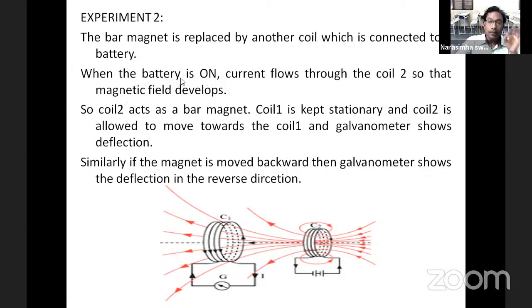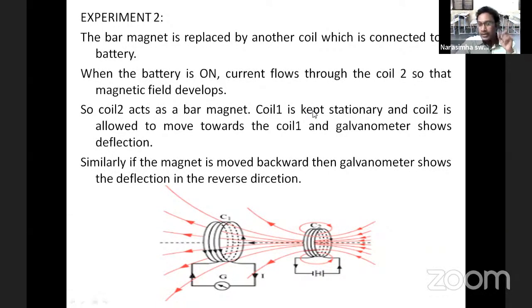Now look at this. When the battery is on, current flows through coil 2, so that a magnetic field develops. Right? Now coil 2 acts as a bar magnet. Everybody should know that whenever current is passing, perpendicular to that, the magnetic field will be generated. So any current carrying conductor can behave as a magnet. So coil 2 acts as a bar magnet.